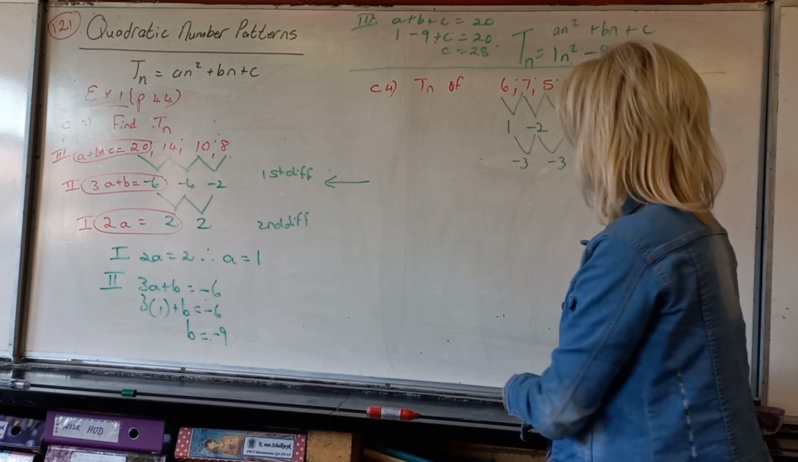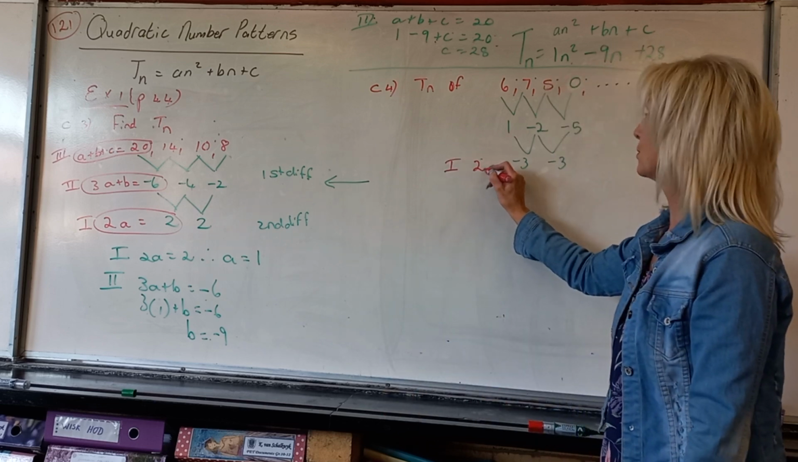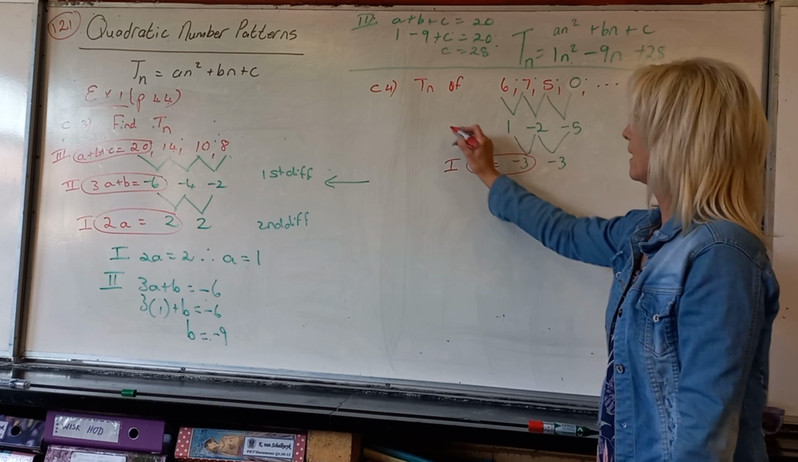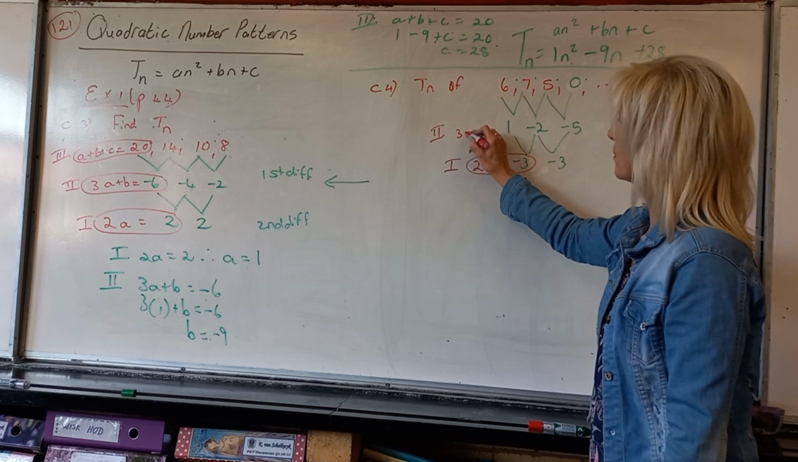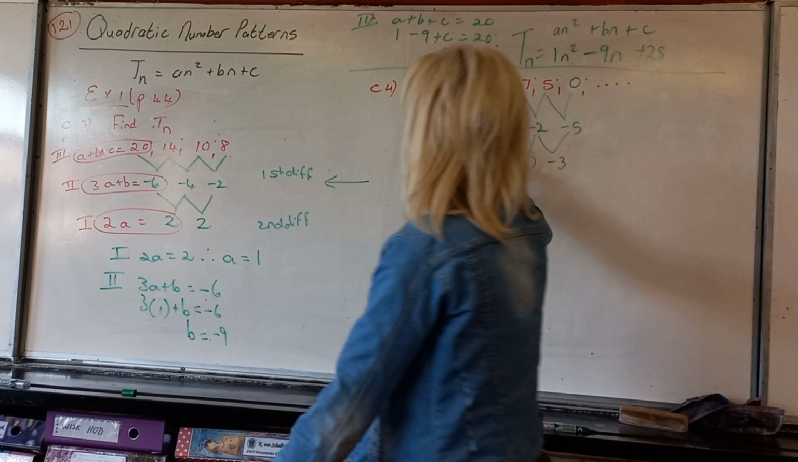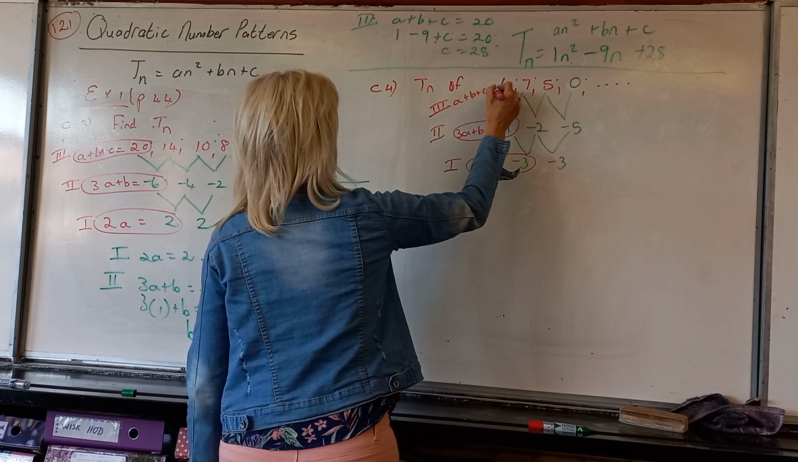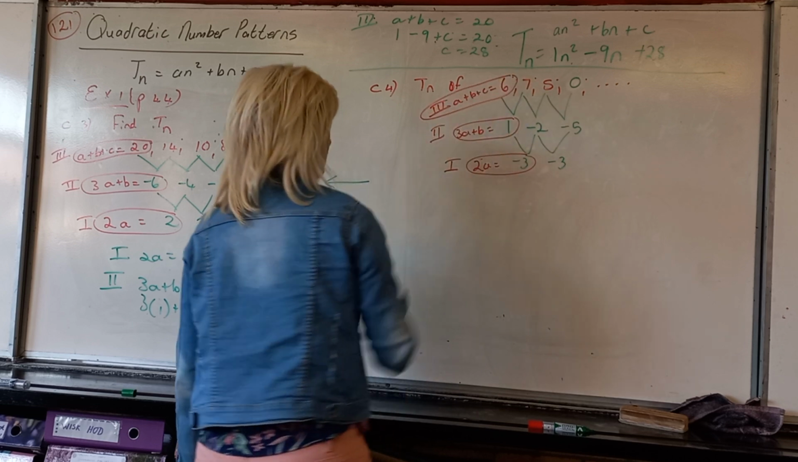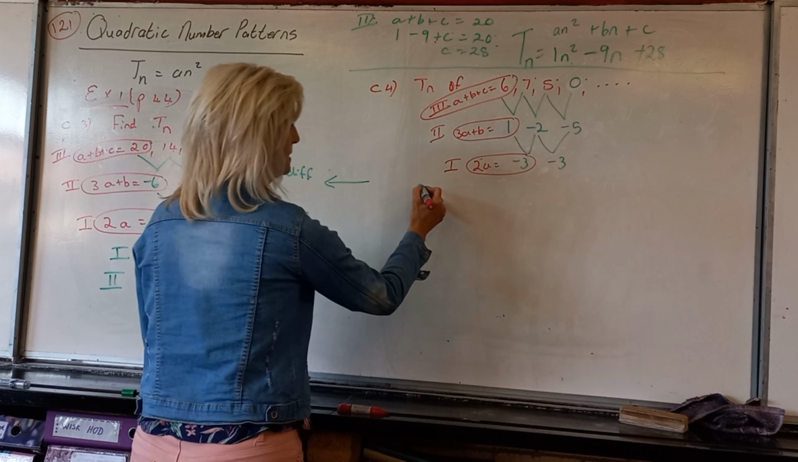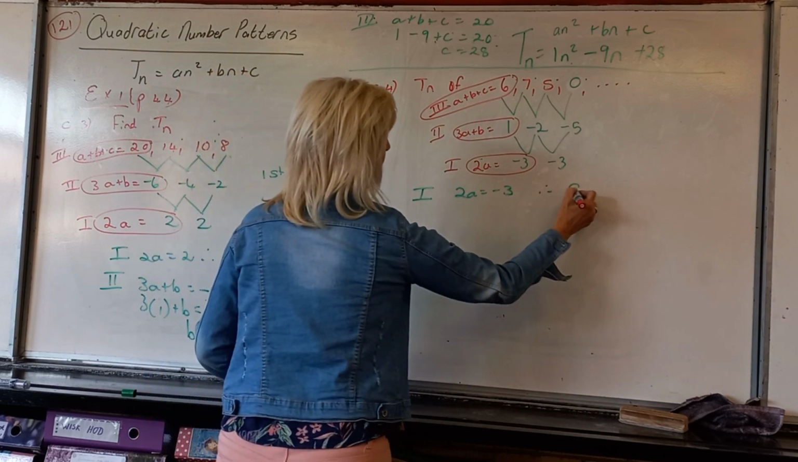Right, my steps are: step 1, formula 2a. Second step, 3a plus b. And nobody's forgetting that today, am I right? A plus b plus c. Alright, so we do the steps as they come there. 2a is equal to negative 3, meaning that a is equal to negative 3 over 2.